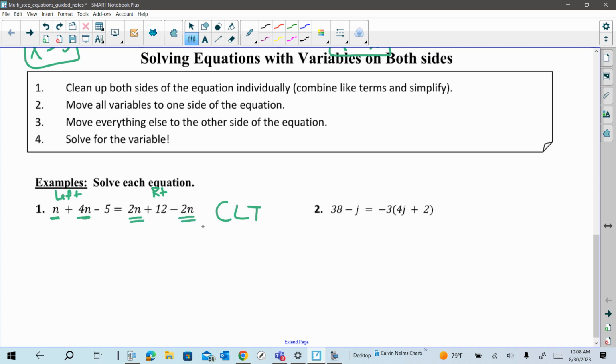2n minus 2n. This gives, on the left side, I have a total of 5n minus 5. On the right side, when I combine them, I'm left with just 12. If I have 2n and I subtract the 2n, they cancel. Now we're back to what we just did, undoing the addition and subtraction.